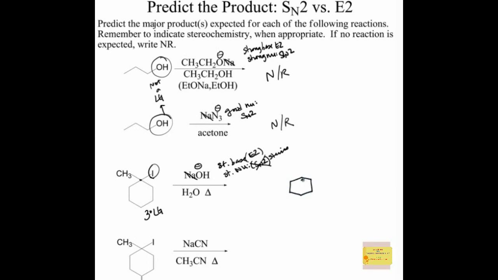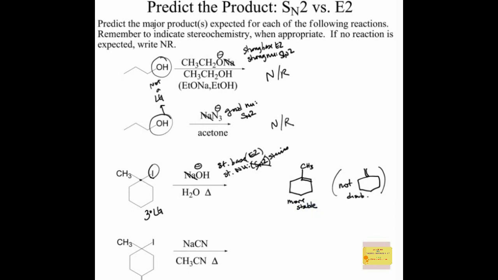We're going to want to eliminate one of the ones within the ring, so that we end up with this tri-substituted product, more substituted. So just a little reminder, we don't want to eliminate in this direction because that's going to be di-substituted. This is less stable. We always want to get the more stable alkene possible.